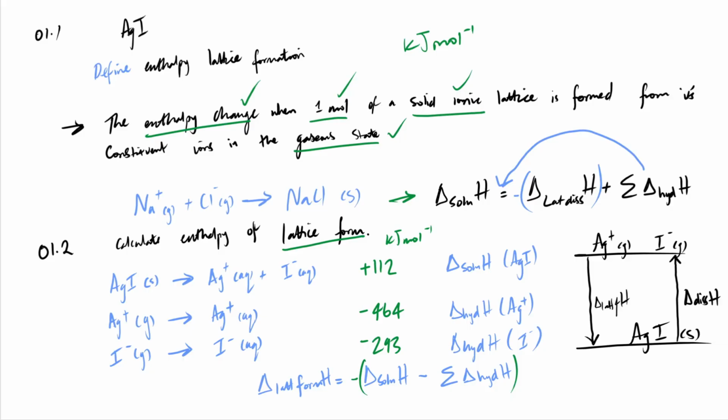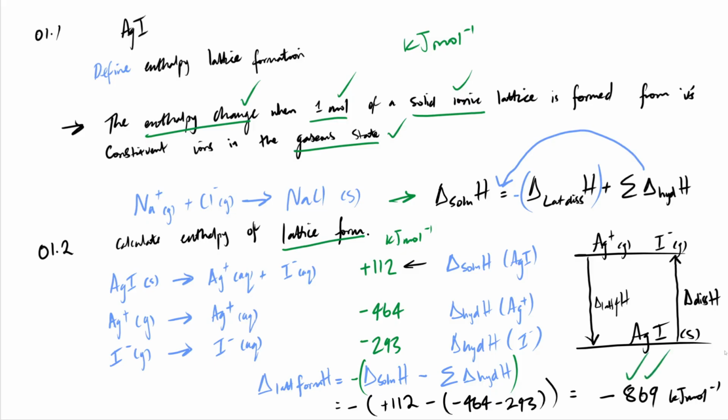So what is our enthalpy of solution? I said it's right here, 112. So it's going to be plus 112 minus the sum of our hydration. Our first hydration is going to be minus 464, and then our next one for the iodide is going to be minus 293. Then bracket all that up. If you put that in your calculator, you should get a value of minus 869 kilojoules per mole. And that's our final answer.